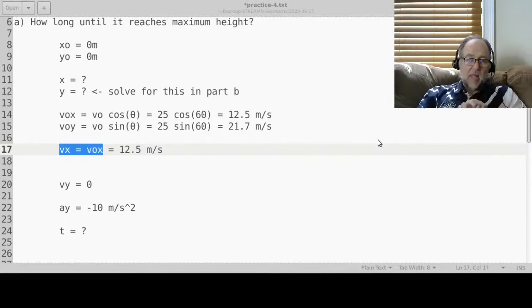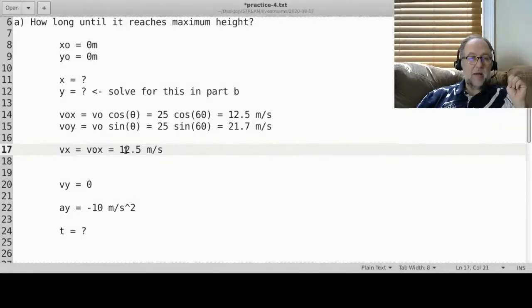So what does that mean in terms of velocity? If ax is 0, it means that vx doesn't change. Whatever its initial value is, it's the same value all the way along. That shadow that I drew a minute ago would travel along the ground at the same speed all the way along. And so if the initial velocity is 12.5 meters per second, the final velocity at the very top, at maximum height, is also 12.5 meters per second. So that tells you what's going on with that one.